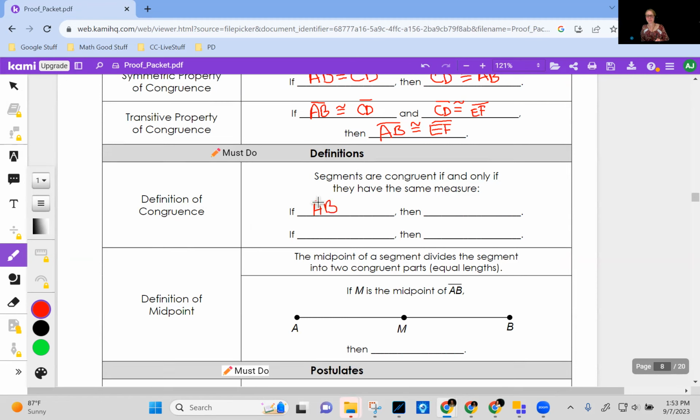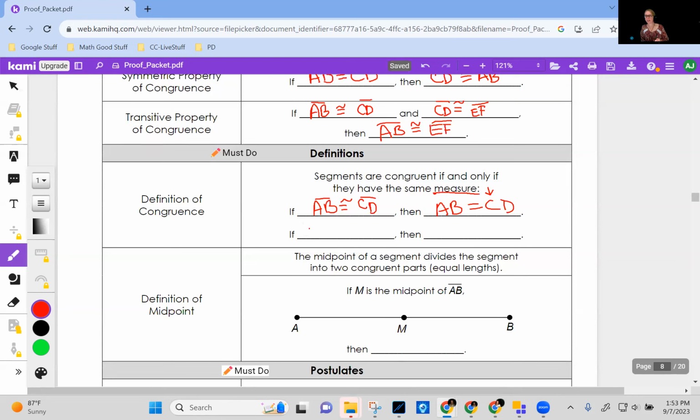If AB is congruent to CD, then the measure of AB equals the measure of CD. Notice right here, we have the line symbols above it. That means we're talking about the actual line. If we're talking about it without the line symbols, we're talking about the measure. Okay?